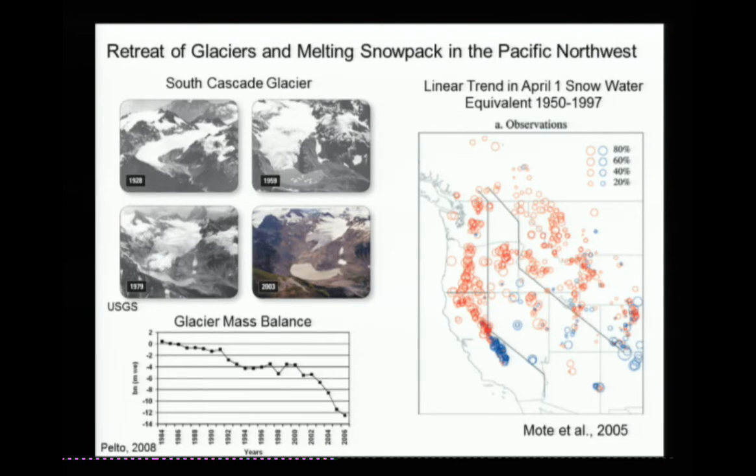We've all seen this work presented already today, which is basically, we know that our glaciers are retreating. We've got the classic picture of South Cascade Glacier up there on the top left, and the glacier mass balance record on the bottom, and then Moat's paper from 2005 that we've now seen several times in this session.